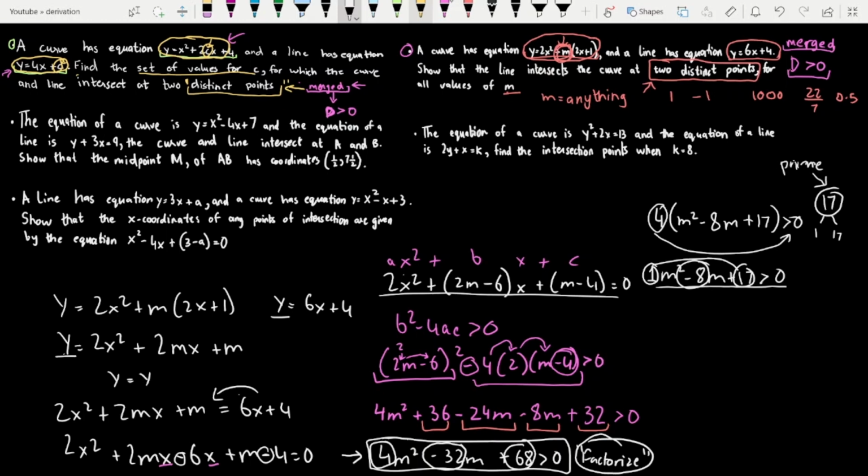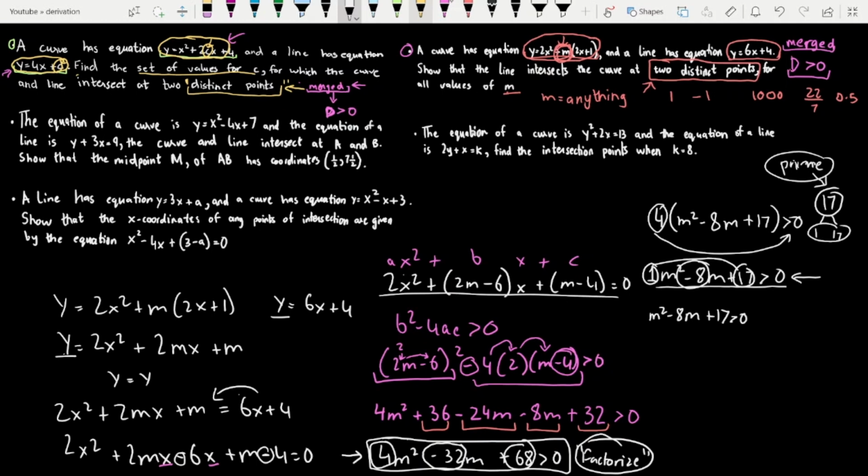And this is where there's a trick in this problem: sometimes you will have cases like this where you end up with a prime number and you cannot factorize it. So what do you do when you cannot factorize something? Well, if you cannot factorize it, try turning it into the vertex form. So let's do that. I have my m squared minus 8m plus 17 is greater than 0.